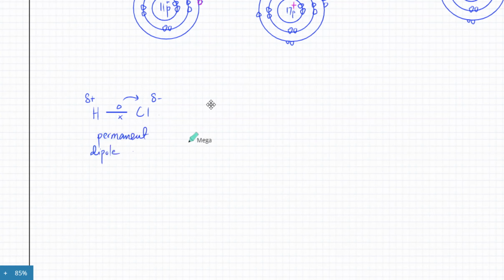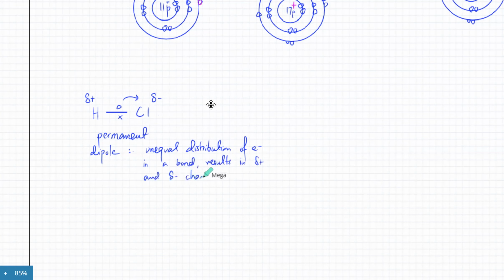So what's a permanent dipole? A permanent dipole is when you have an unequal distribution of electrons in a bond. And because of that, it results in slight positive and negative charges on the atoms. So that's known as a permanent dipole.